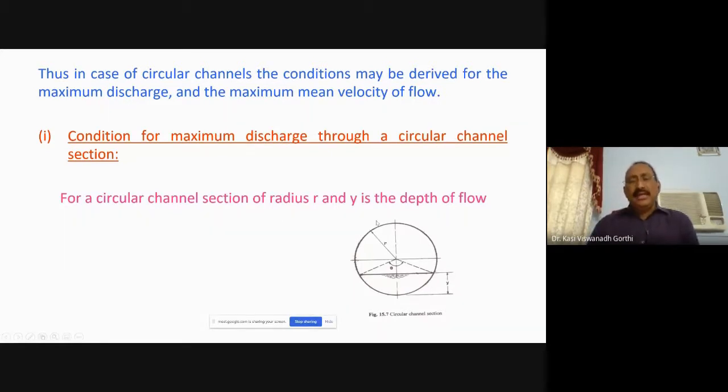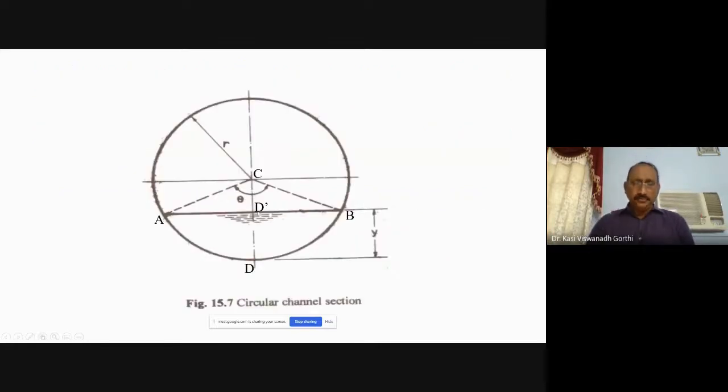Let this be a circular channel section, and the depth of flow is y. Depth measured from the free surface to the bottommost point is y. And let d be the diameter of the circular channel section, small r is the radius, and the included angle is theta. So for a circular channel section of radius r and depth of flow y, you will be able to compute the wetted area as well as the wetted perimeter. How do we compute the wetted area? How do you compute the wetted perimeter?